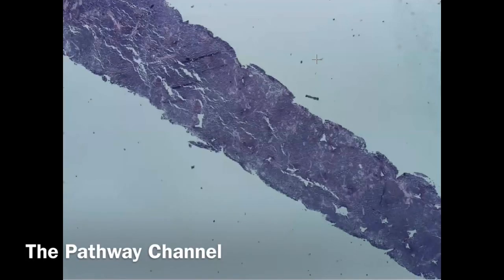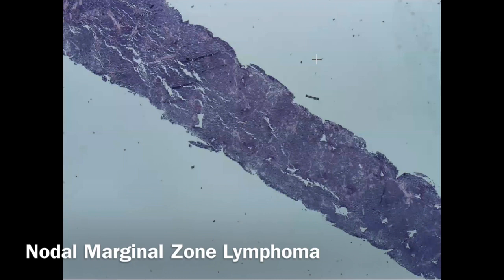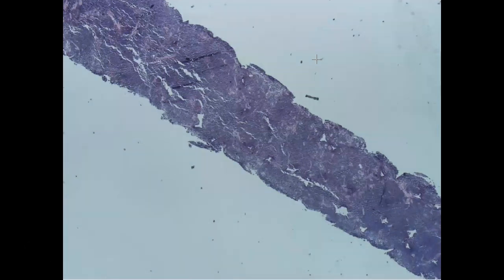Today we will discuss nodal marginal zone lymphoma. This is a core biopsy from a lymph node. From the low power, the 2x as we used to do, we need to see whether we still have any preserved architecture for the lymph node or not. From this power, I can say that we have a vaguely nodular appearance for this lymph node.